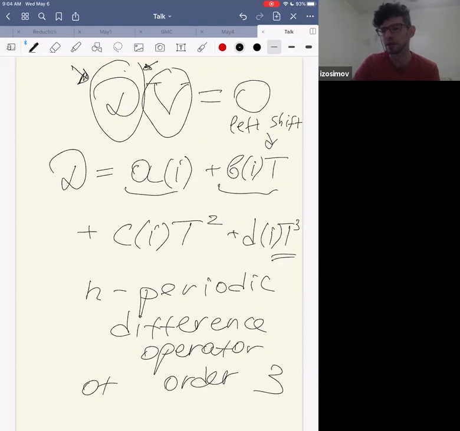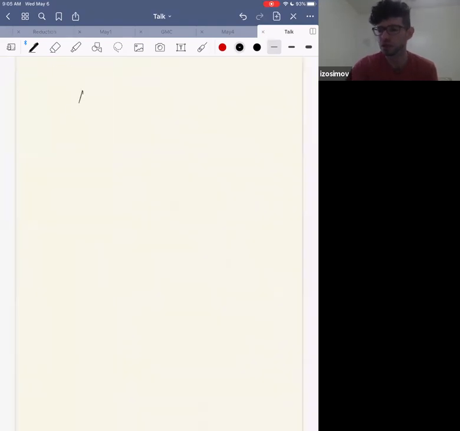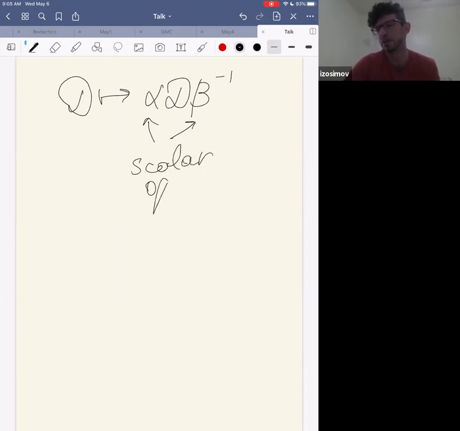And then multiplying these equations by some scalars means that we can also multiply d by a scalar function from the left. So what all this means is that d is defined up to transformations of the form alpha d beta inverse, where alpha and beta are scalar operators. So they are operators of multiplication by functions, alpha of I and beta of I. One can also observe that alpha and beta don't have to be periodic. Of course, if they are both periodic, then we're good. So this is a well-defined action.